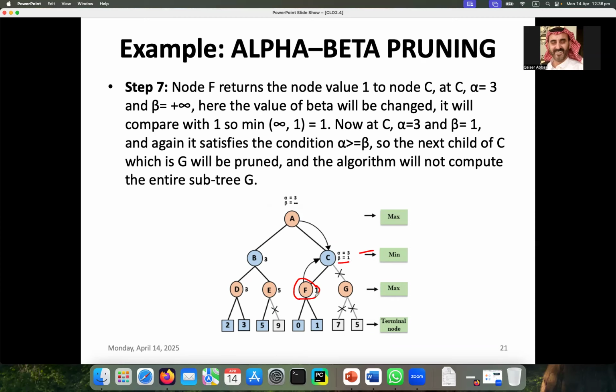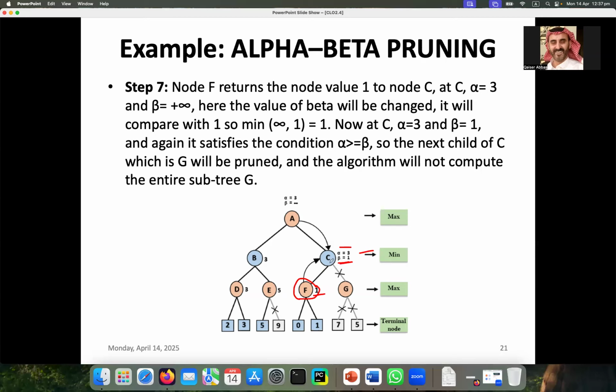Min will want this value. The min will want this value because now one branch is finished. And that's why we are mentioning beta is equal to 1, and still alpha is equal to 3 by that parent information. Now think over it.